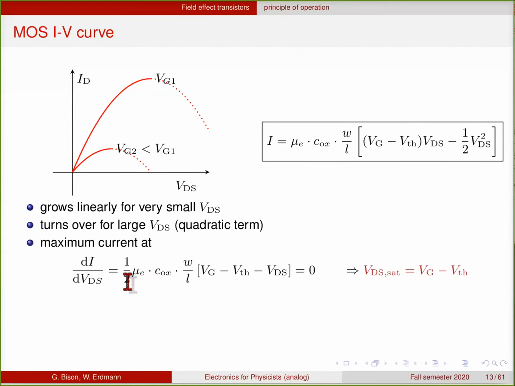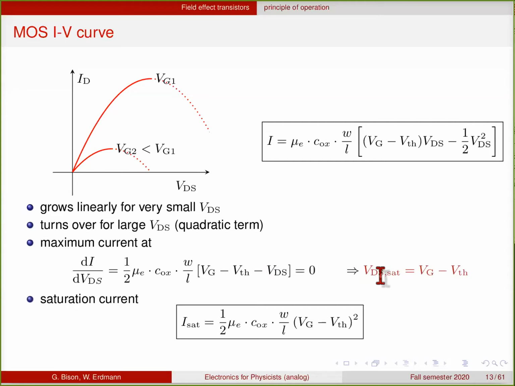So these constants, you have, and this becomes 0 when the term in the bracket is 0. So when we have a drain source voltage that is equal to the difference of the gate voltage minus the threshold voltage, this is called the saturation voltage. And the corresponding current is what you get when you plug this voltage into this formula.